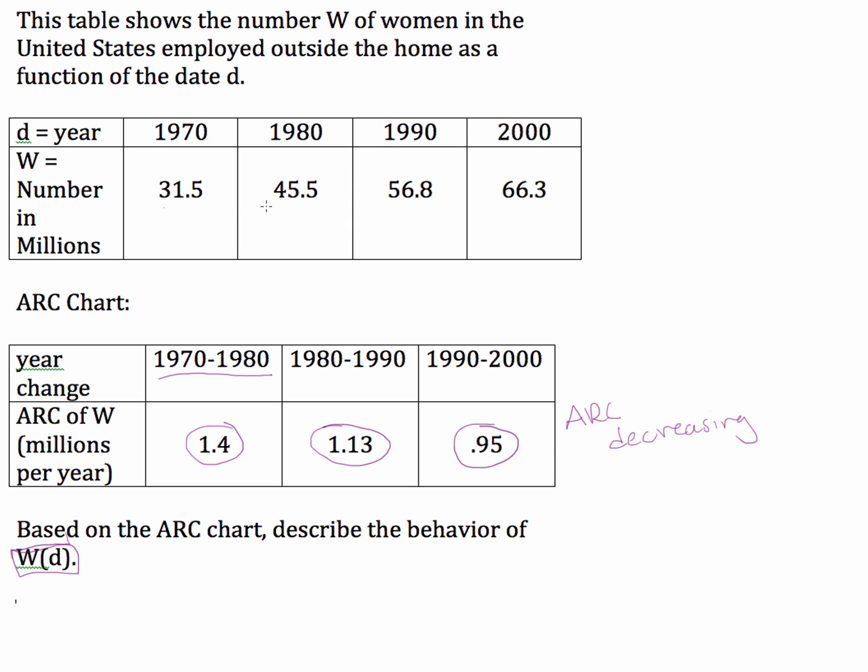Then we go back to the original function. Our initial values are increasing, so the function is increasing at a decreasing rate. So W of D is increasing at a decreasing rate. And so if I had to sketch a graph of that, it's increasing and concave down. It looks something like that.